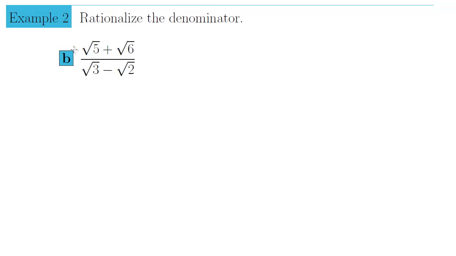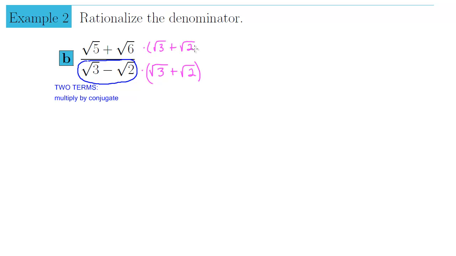So for part B, we have to rationalize the denominator again. And you see we have two terms in the denominator again, which means we're going to have to multiply by the conjugate one more time. The conjugate of root 3 minus root 2 is root 3 plus root 2. So that's what I'm going to multiply the bottom by. Then I have to multiply the top by that same thing to keep the fraction the same.